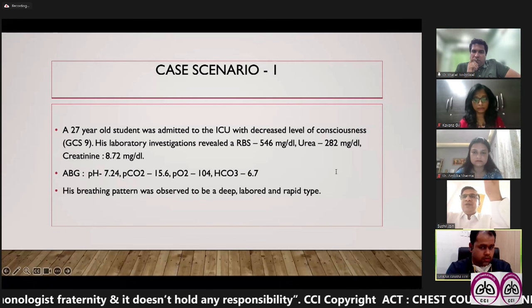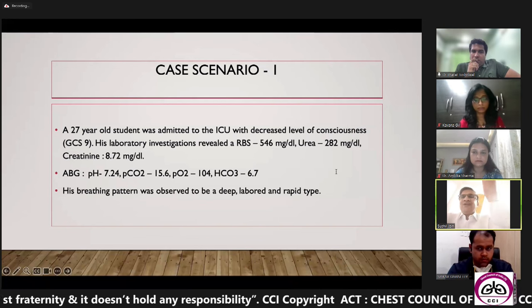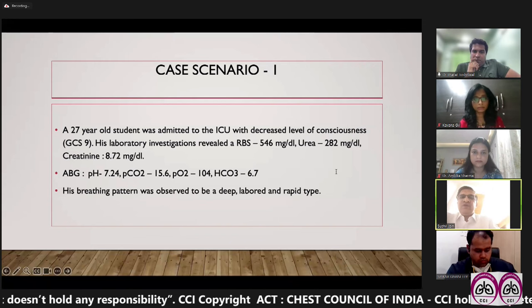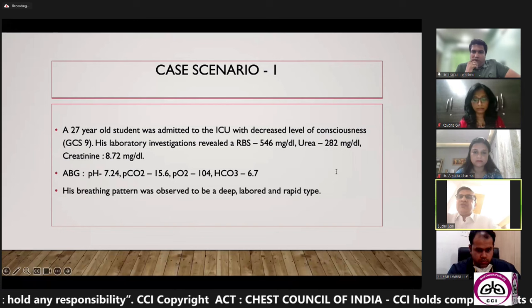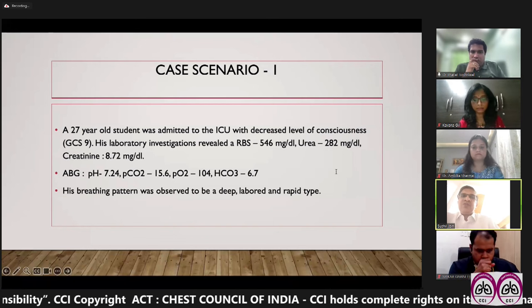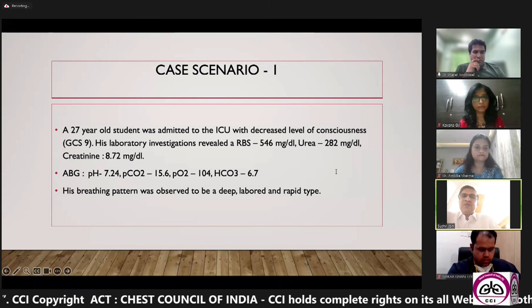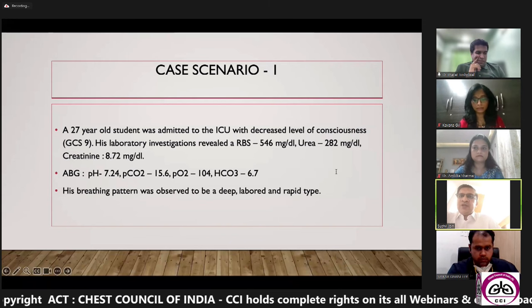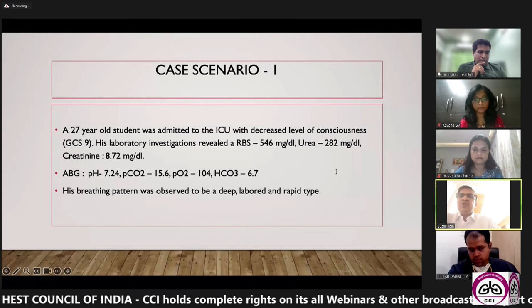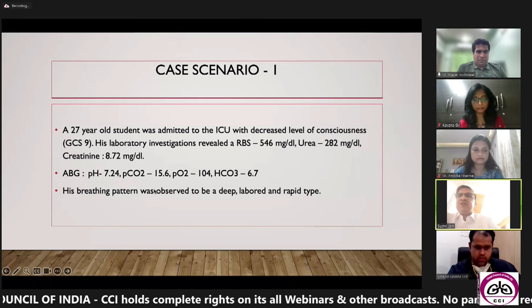Once you have done these things, you should be able to diagnose a case of diabetic ketoacidosis. And once you have diagnosed it as diabetic ketoacidosis, I would suggest doing three more things. One is look at the serum electrolytes, get the renal function test done, and the CBC. So these are the tests we should do so that we can further manage this patient better.